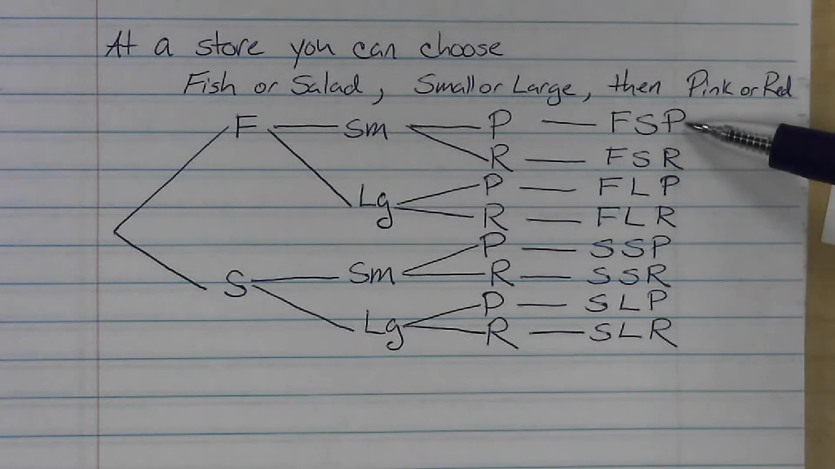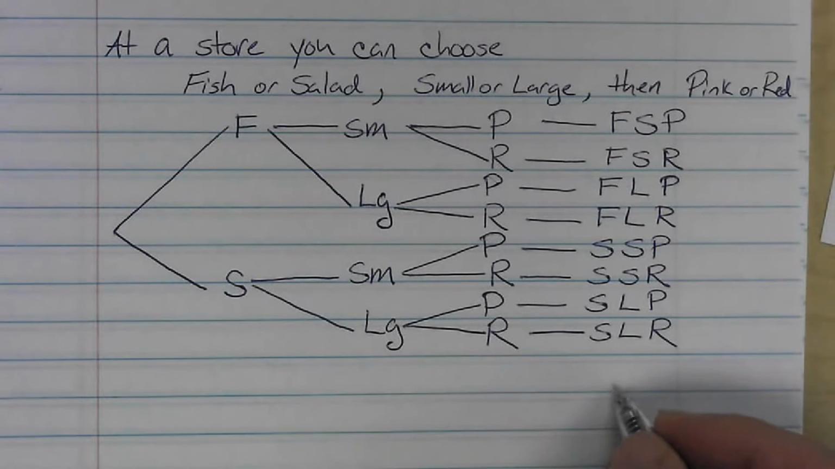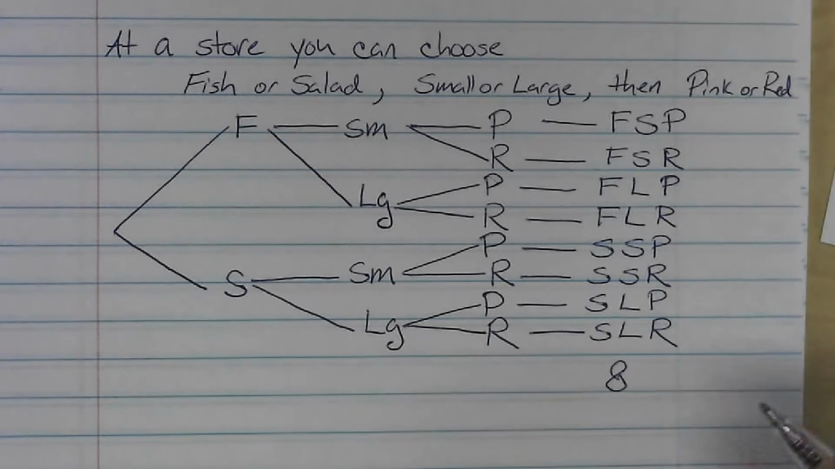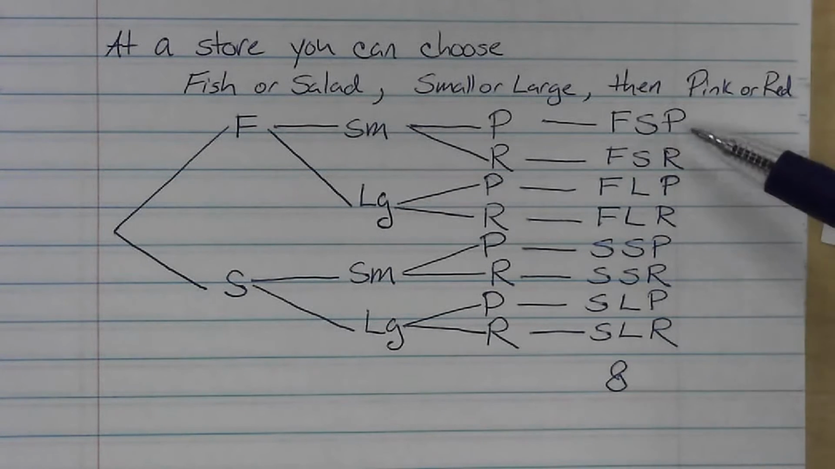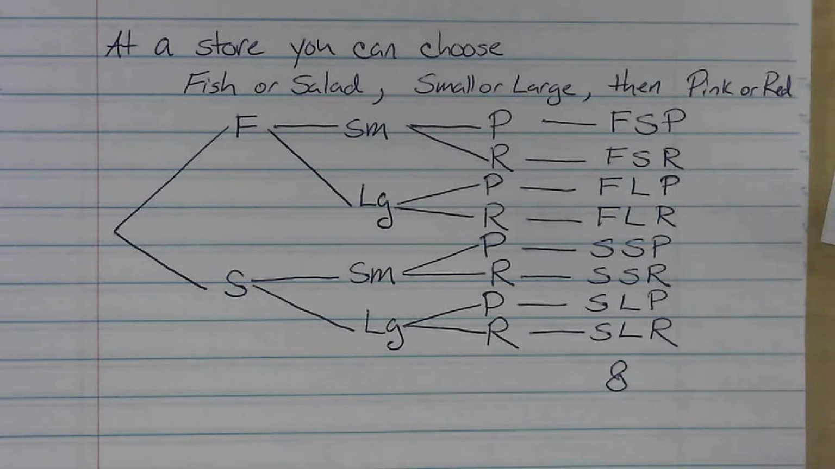Now, when we look at the sample space here, we can see there's 1, 2, 3, 4, 5, 6, 7, 8 different outcomes. And we also know exactly what they are: a fish, small pink, fish, small red, and so forth. But what if you only wanted the number?